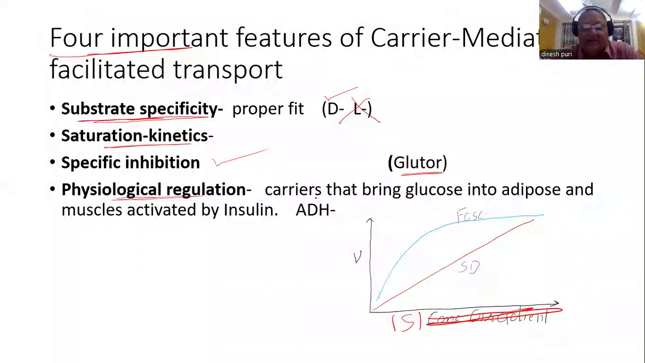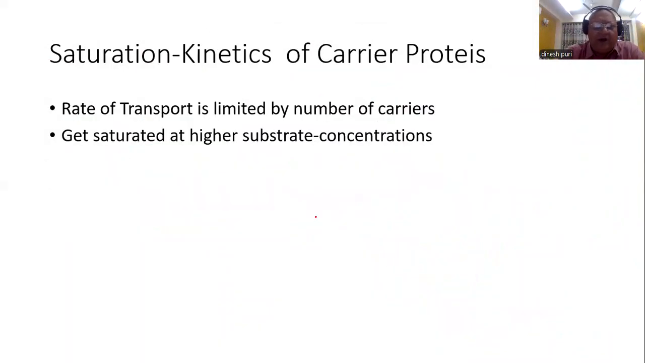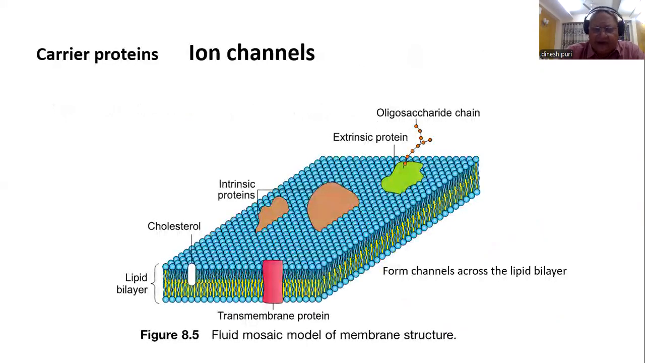The carriers that bring glucose into adipose tissue and muscles, for example, are activated by insulin. We will do more about them. These carriers are activated, upregulated actually. Likewise, the ADH aquaporin we are going to do in today's class only. I think we have finished most of the things about it. So we have finished carrier proteins.